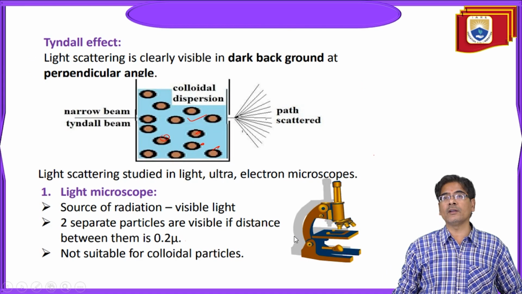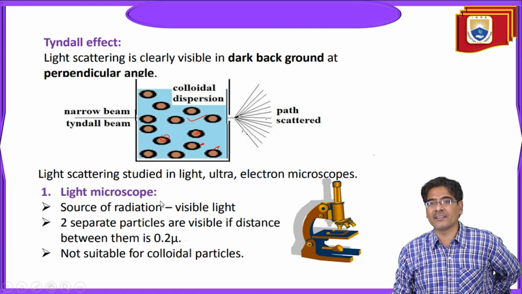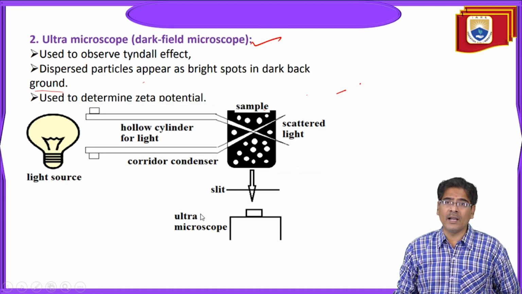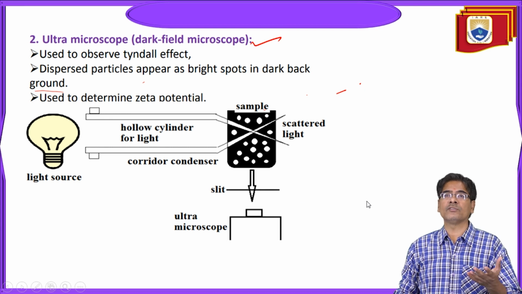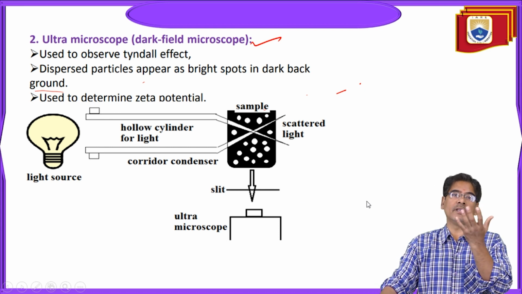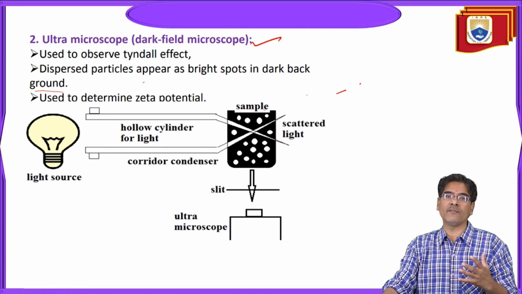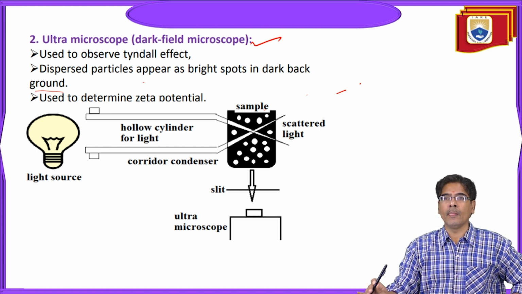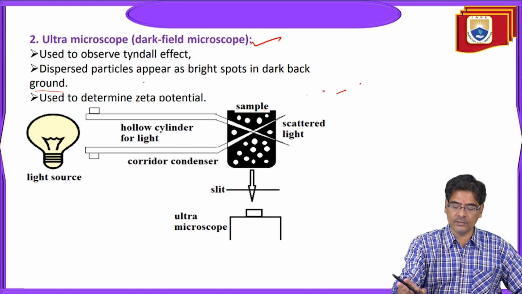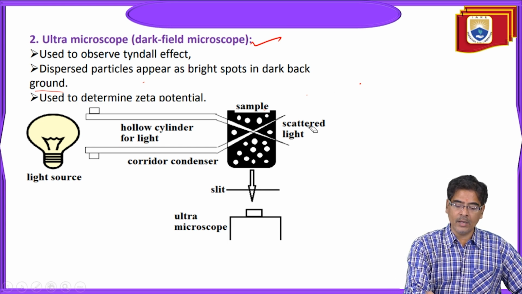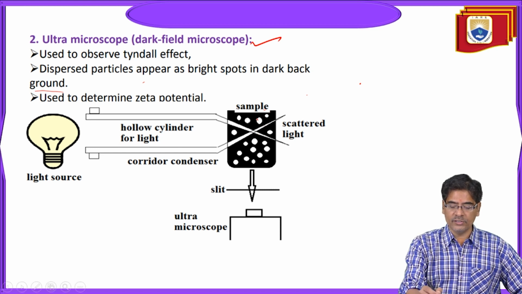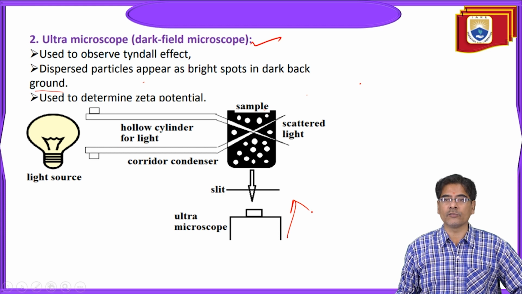Okay, so this is also one of the essential methods in light scattering. Light scattering is studied in the light microscope and the ultra microscope. We have a light source that falls through a hollow cylinder, and a corridor condenser, and the sample. This is the scattered light. The dispersed particles appear as bright spots because of the black background. So this is what we can see through the ultra microscope.